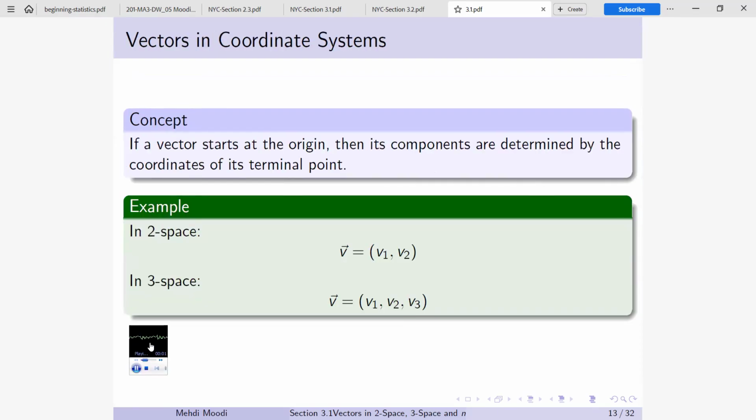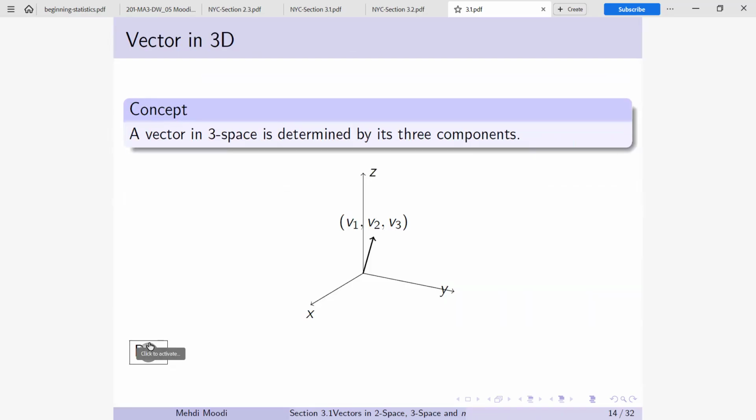Once the tail is at the origin, the vector is completely described by where it ends. Coordinates become the vector's home address. A 3D vector needs three components as the name suggests. Now we need x, y, and z to know how long the arrow is and in which direction it points.